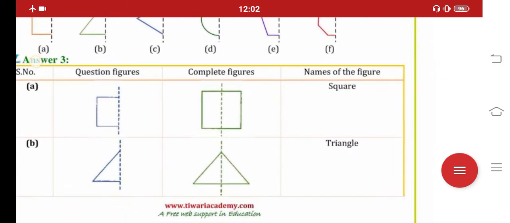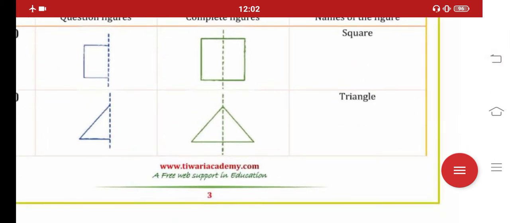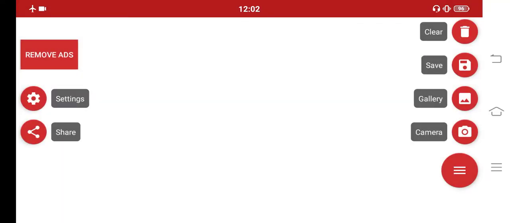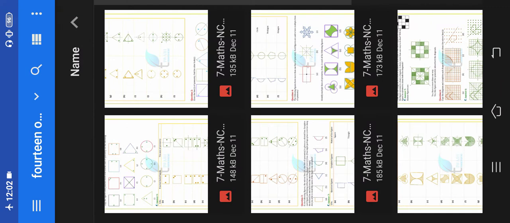So see here, the first figure, once we have completed it, what is this? This is a square. Now the second, if we construct or draw the second half, this will be a triangle. So like this you can solve question number 3. Now see what is given in question number 4.